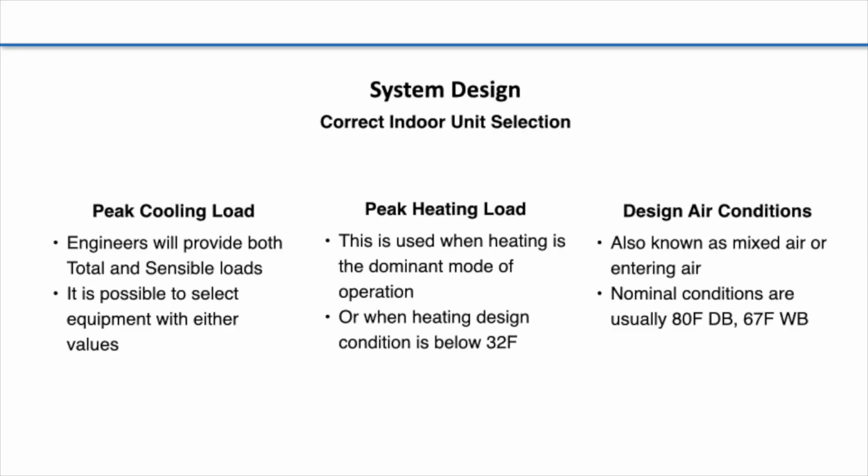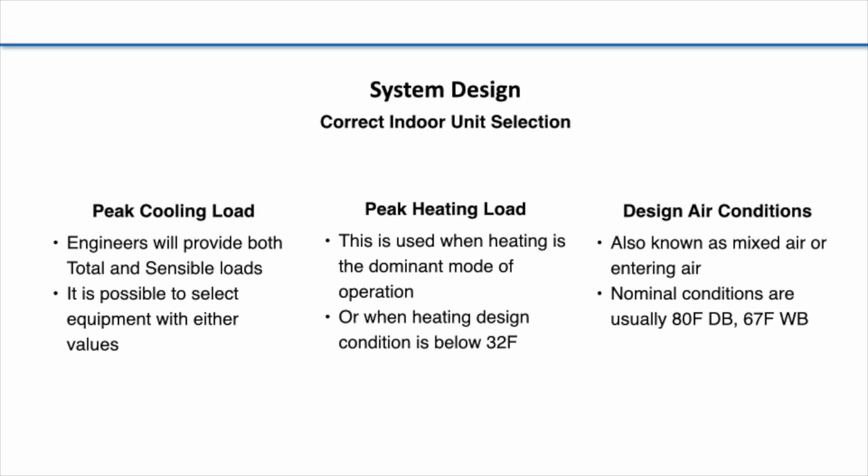So let's take a look at the whole system design. The way I like to do this is first take a look at the indoor units and select the indoor units. Depending on your location, whether you design to cooling or to heating, I'm based in Southern California, so this is going to assume we're selecting the system based off of cooling. You'll select the fan coils based off of their peak cooling load. And usually your engineer will give you this information. They'll provide you total and sensible cooling loads that they're trying to meet in each zone.